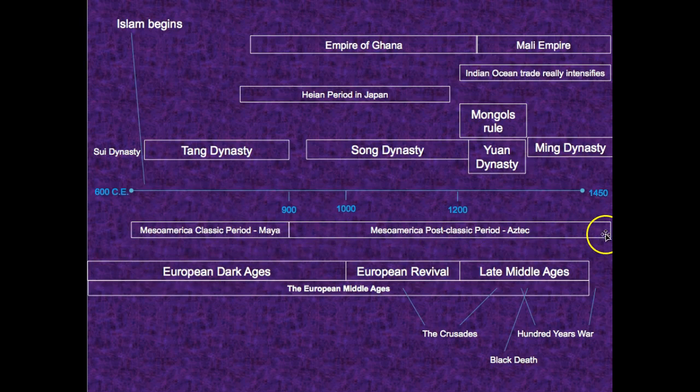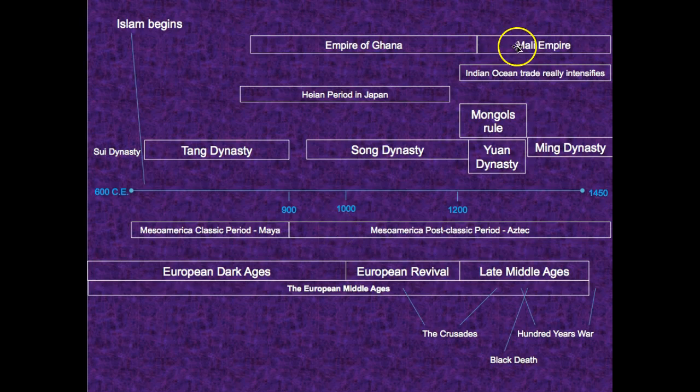Then you get into post-classical, which is dominated by the Aztecs. Then you have the European Dark Ages, European Revival, and finally the High Middle Ages or Late Middle Ages, where you have the 100 Years' War, the Black Death, and the end of the Crusades. This moves us after 1450 into the Renaissance that we see in Europe, which begins in Italy a lot further back, but after 1450 is when we see the Renaissance in England especially.